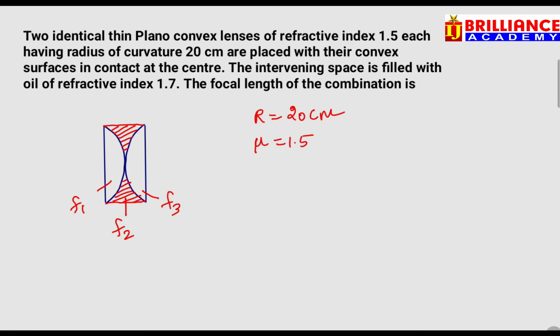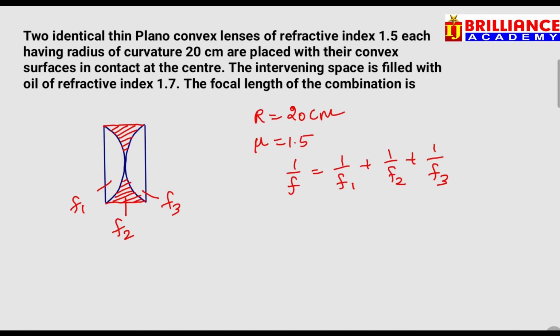We know the formula for the focal length of the combination when lenses are in contact, which you know very well. So 1 by f is equal to 1 by f1 plus 1 by f2 plus 1 by f3. If the oil were not there, it would be only two lenses, f1 and f2. Because the oil is filled here, it is as if we are introducing another lens. So we have to consider the focal lengths of the three portions.